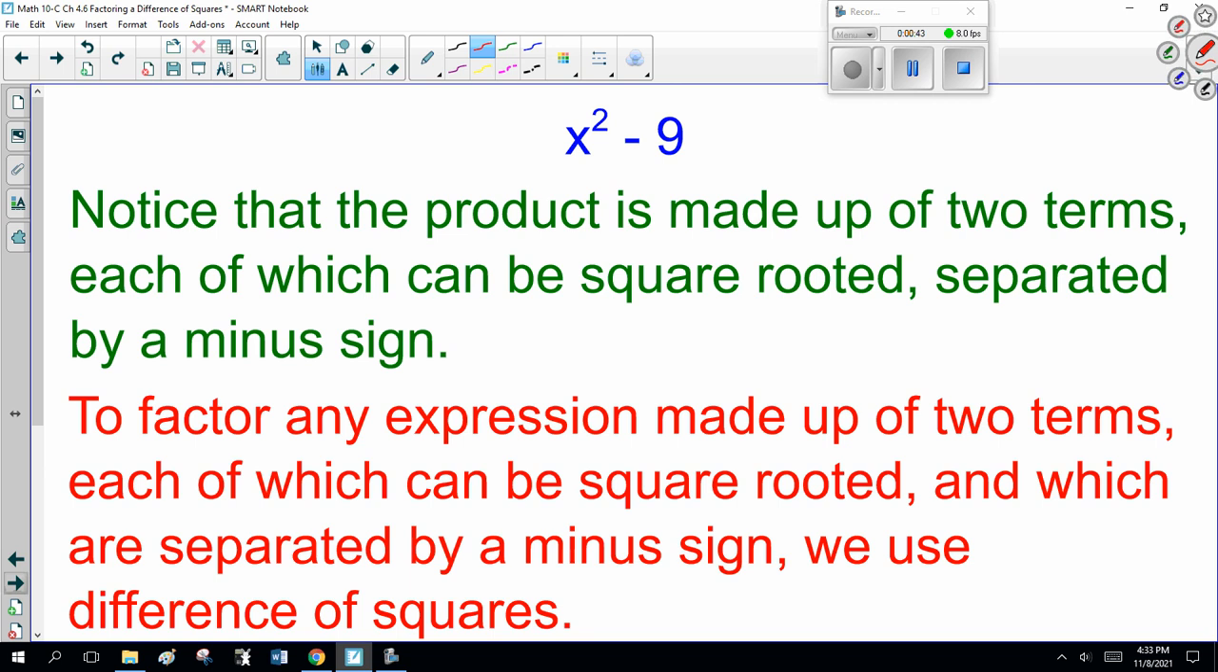So, notice x squared minus 9. Note the product is made up of two terms, each of which can be square rooted, separated by a minus sign. Now, to factor an expression made up of two terms, each of which can be square rooted and which are separated by a minus sign, we use difference of squares.